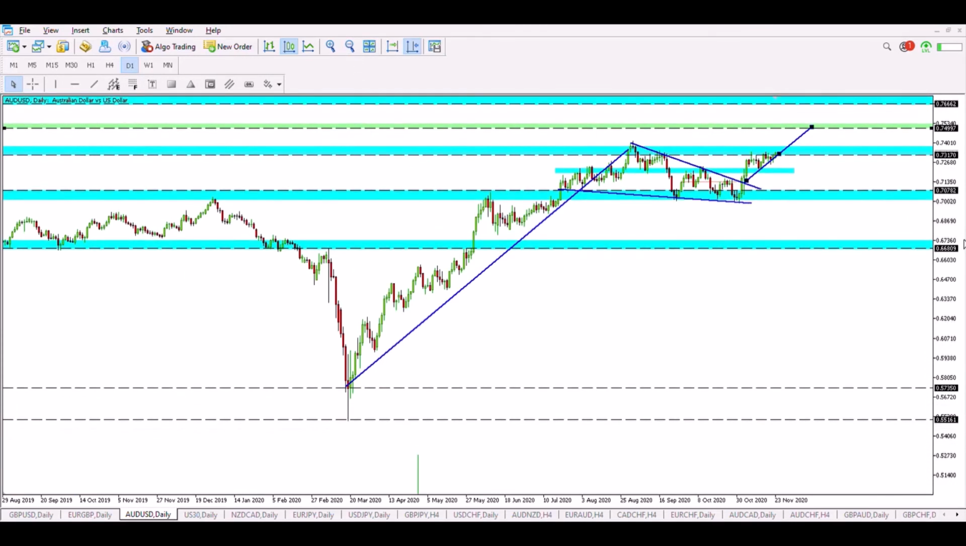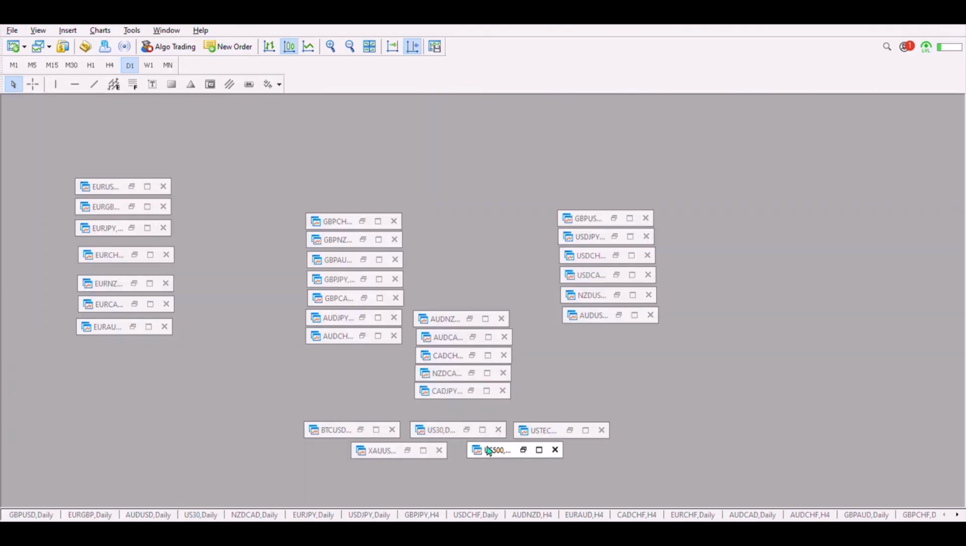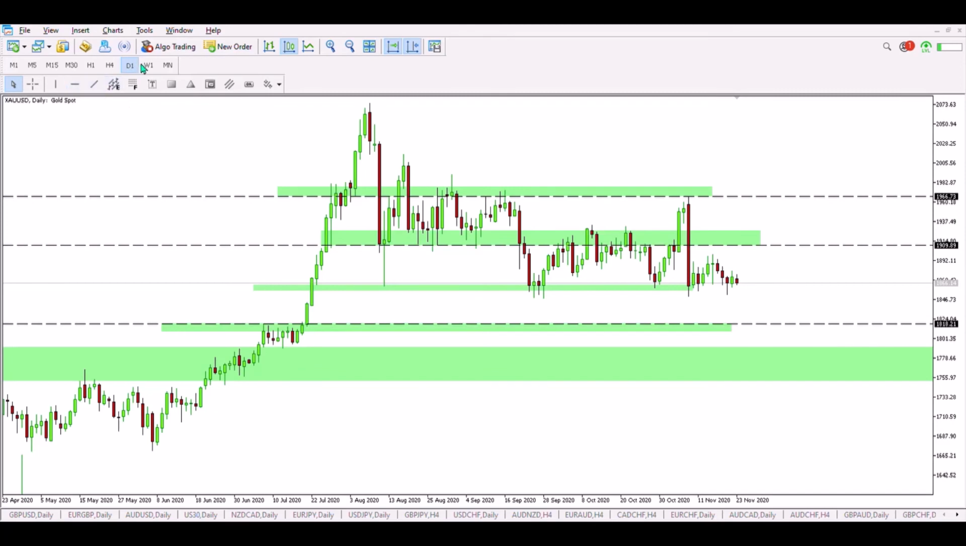Okay, and this pair very good correlates with gold. Let's check out gold. Now on the gold you see the same flag pattern. Unfortunately, still early to say if we break out from it or not.